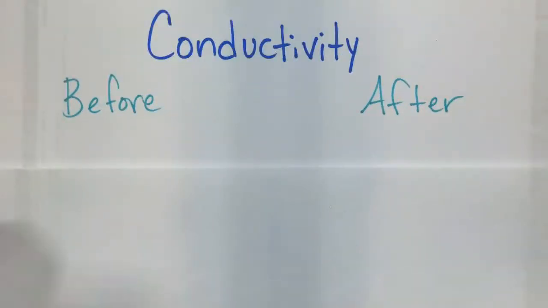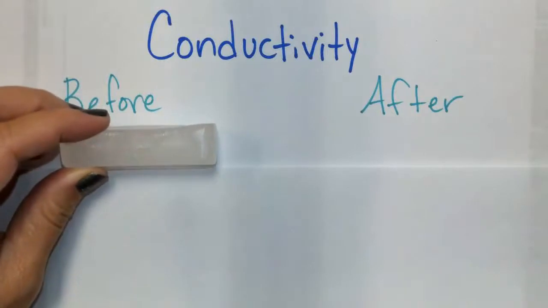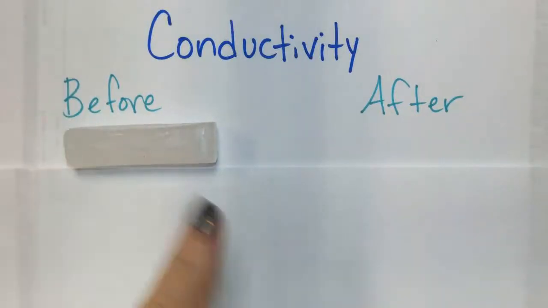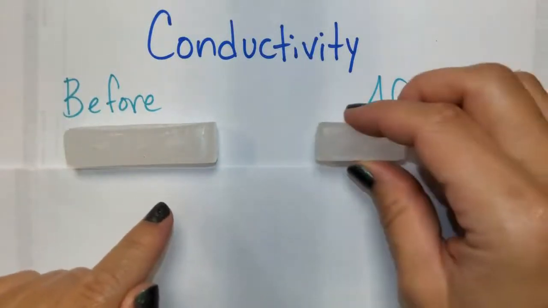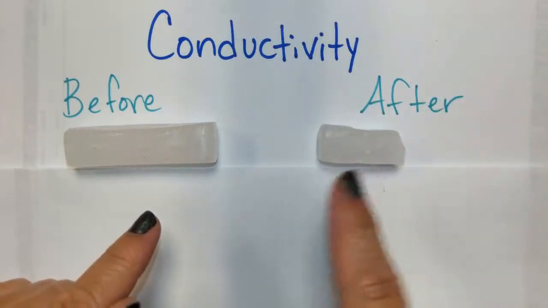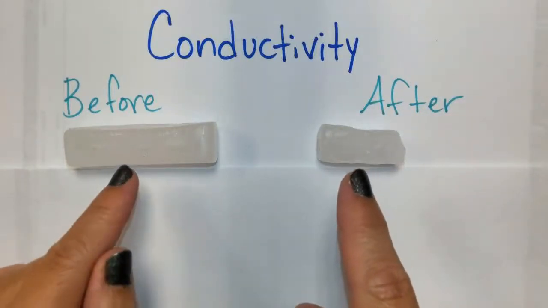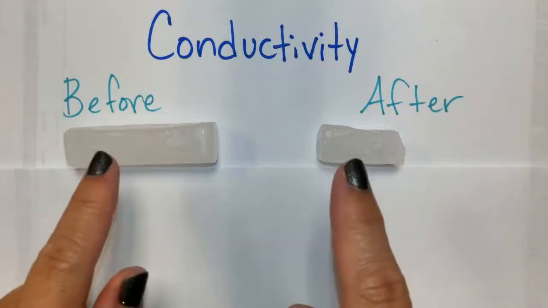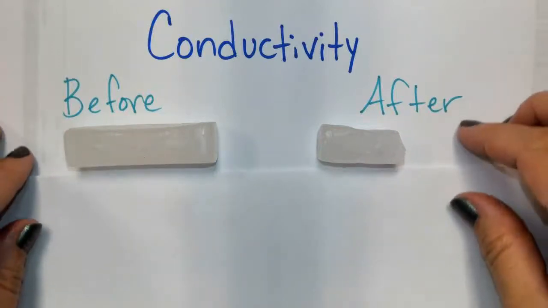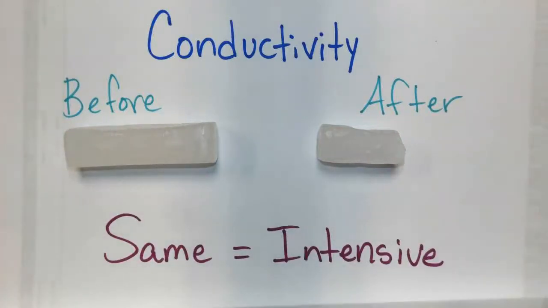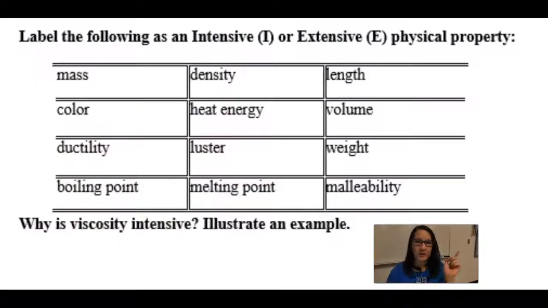Finally, conductivity is the ability to conduct electricity. So wax does not conduct electricity. And if I cut it in half, then it still does not conduct electricity. So since the conductivity is the same before and after cutting it in half, that means conductivity is an intensive property.